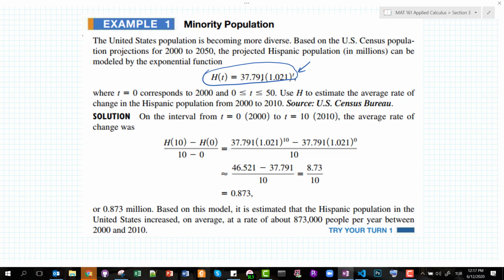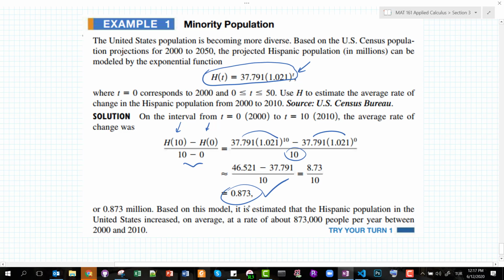But if I would like to learn the yearly average rate of change, I'm going to use my average rate formula: the change in my function and the change in my time. Here I'm wondering what the rate of change is in the first 10 years. So I'm going to use the model. H of 10 is going to be equal to this number, and H of 0 is going to be this number. The bottom part is just going to be 10. If I do this calculation, I'm going to get this value.